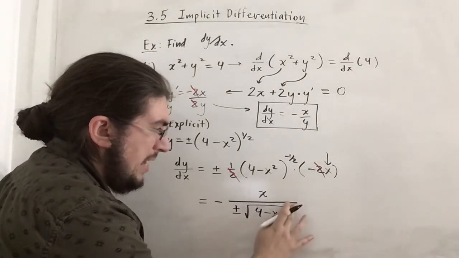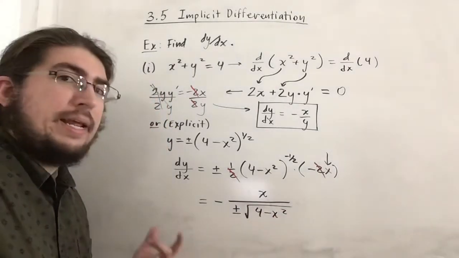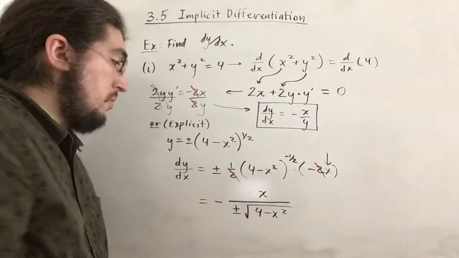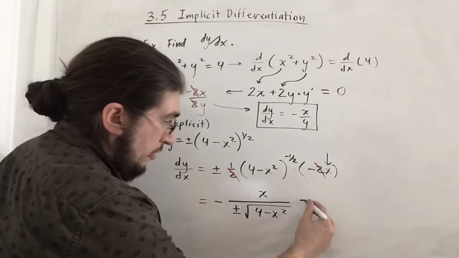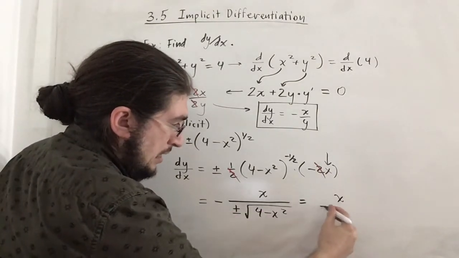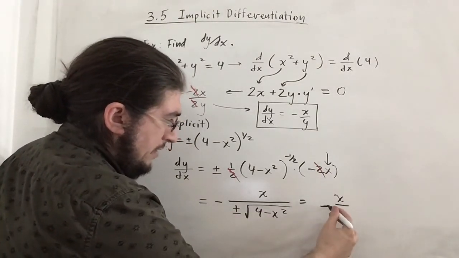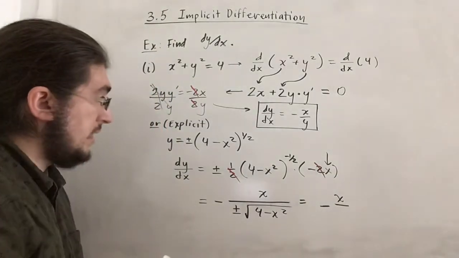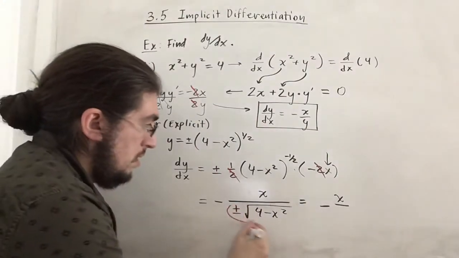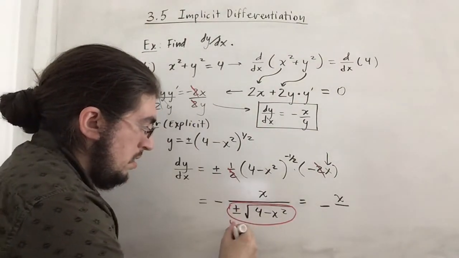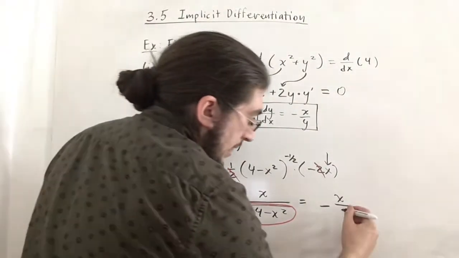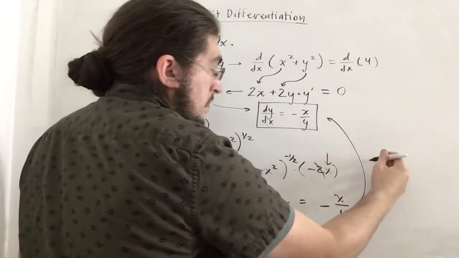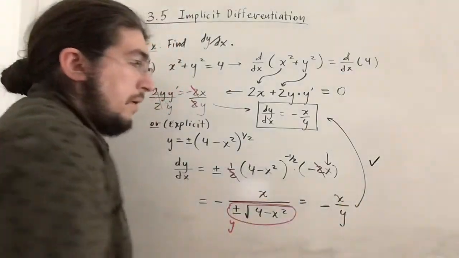And why am I writing it in this weird way? Well, I'm writing it in this weird way just to show, to compare, that this is indeed true. Because, I hope you agree, the top is x, it's a negative fraction, and the denominator is just y. This quantity here is exactly what y is equal to. So in fact, it is true that our derivative is negative x over y. We just saw it in a different way, so that's a check mark there.